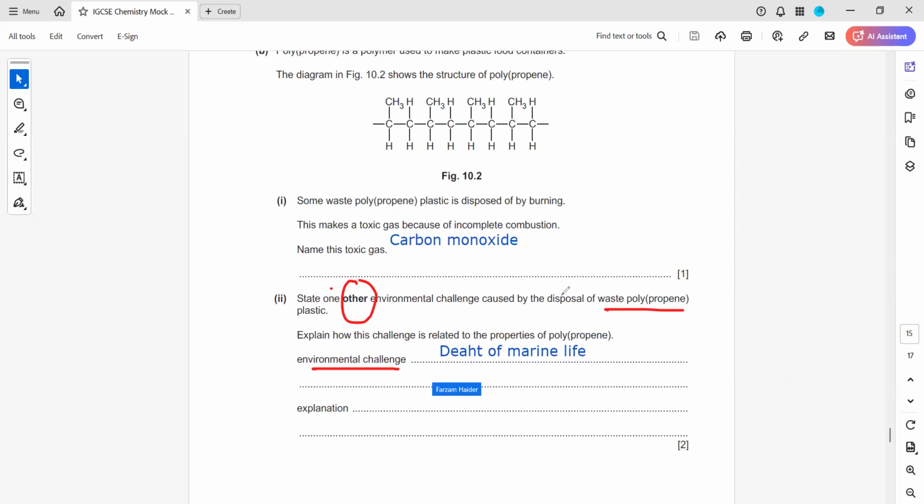Sir, global warming. Yes, it can affect marine life. Sir, global warming is quite right.